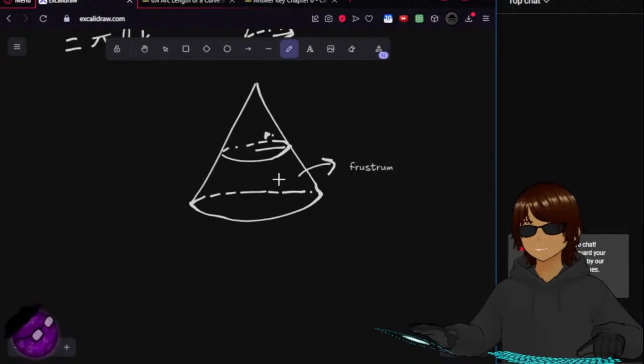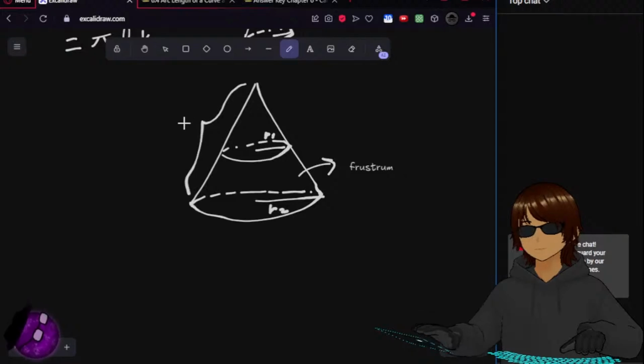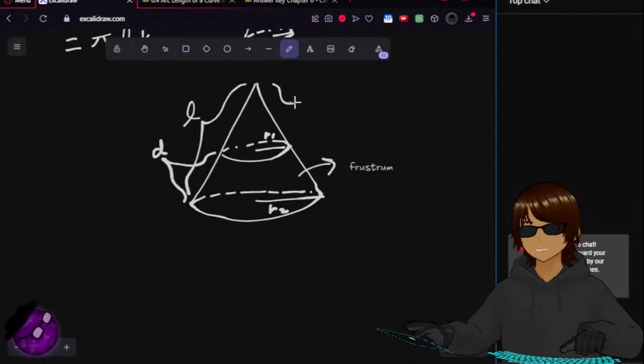Let's call this R1. Let's call this R2. Sorry, my drawing is not perfect. Let's call this entire thing L, and let's call just this thing D, and then this over here is L minus D.